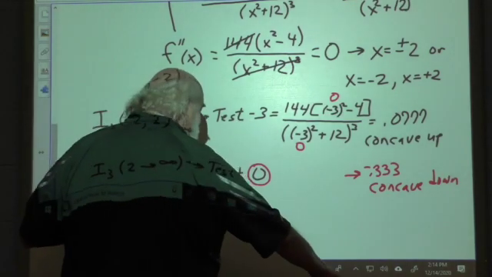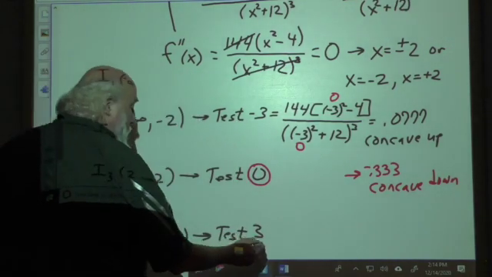And for this one right here, I'm going to use positive 3 because it's between 2 and infinity.